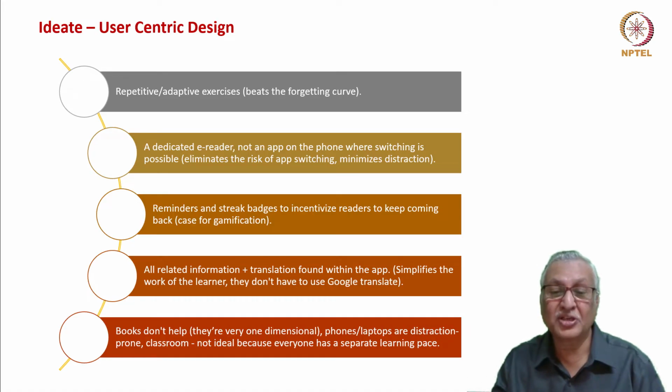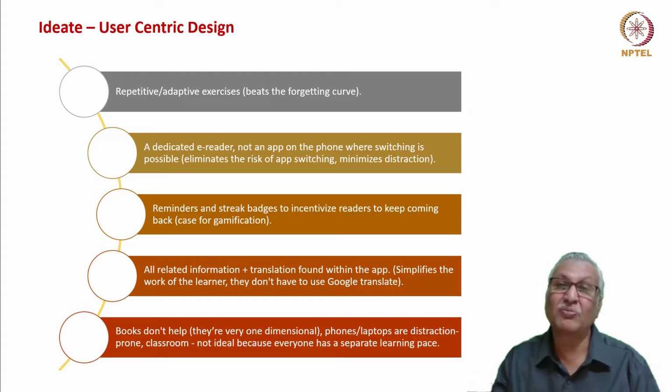There would be reminders and streak badges to incentivize readers to keep coming back. There is a case for gamification. All related information plus translation is found within the app. It simplifies the work of the learner. They don't have to use Google Translate. Books don't help because they are one-dimensional. Phones and laptops are distraction prone. Classroom is not ideal because everyone has a separate learning pace. Therefore, a dedicated e-learner cum e-reader helps a reader overcome all of these distractions and barriers and immerse oneself into content mastery as well as language mastery.